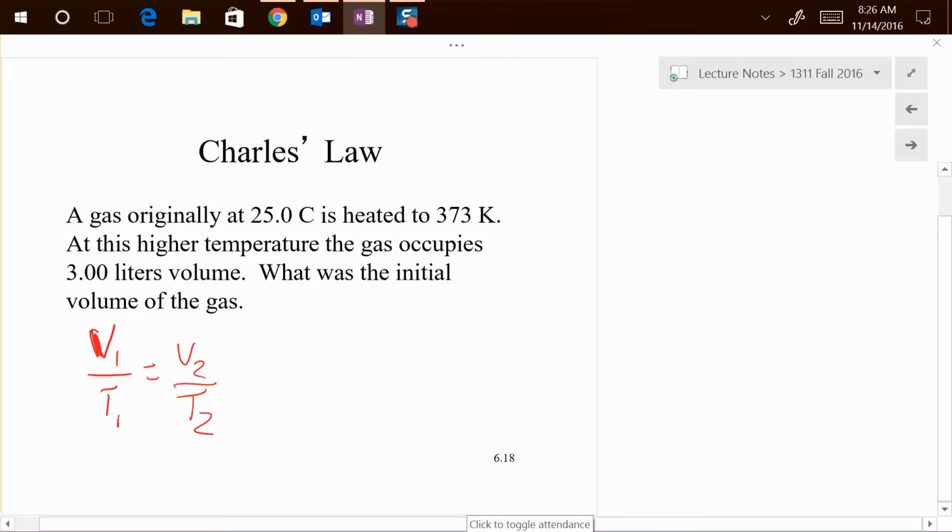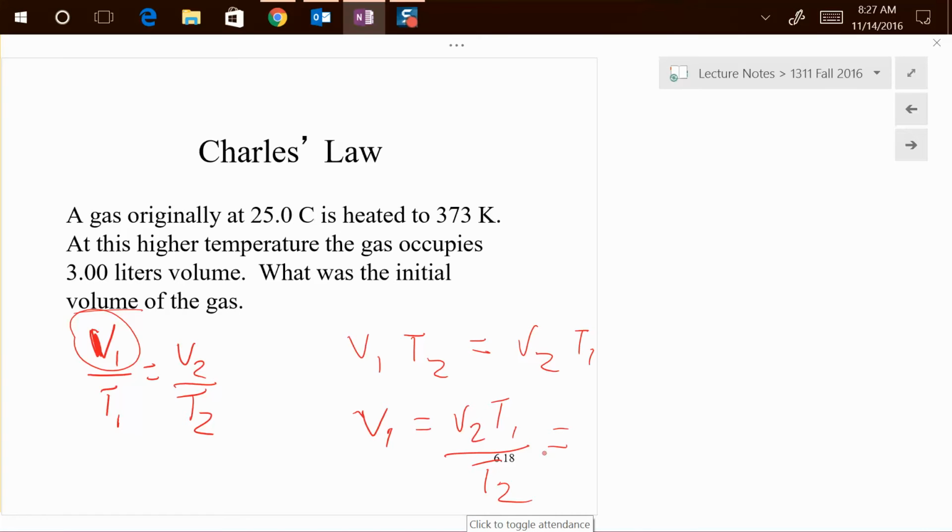Okay, so what am I solving for here? I want the initial volume. What is the initial volume? V1. So remember, V1 T2 equals V2 T1, so V1 equals V2 T1 over T2. Then I just have to simply extract everything. V2 is what?